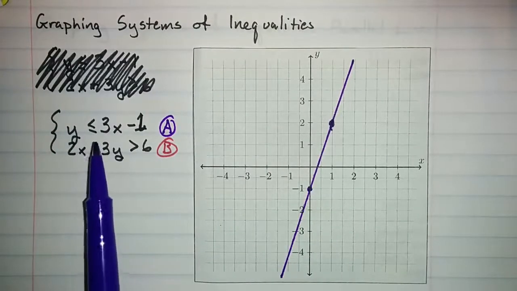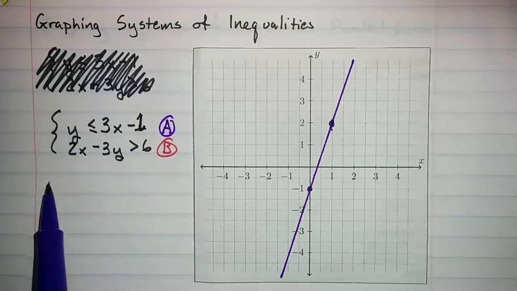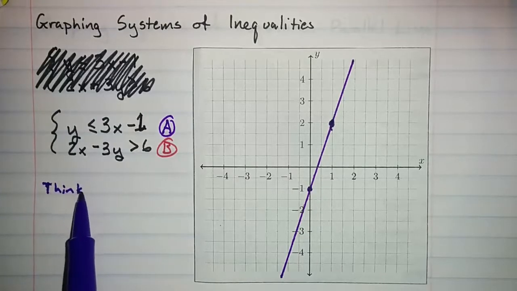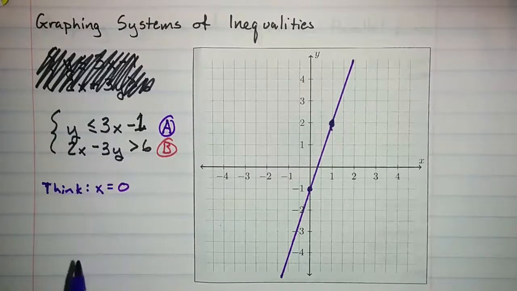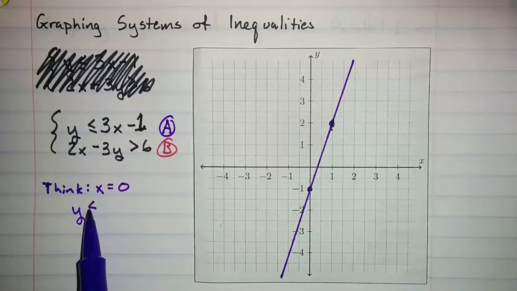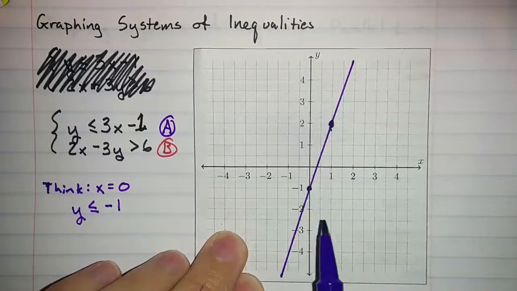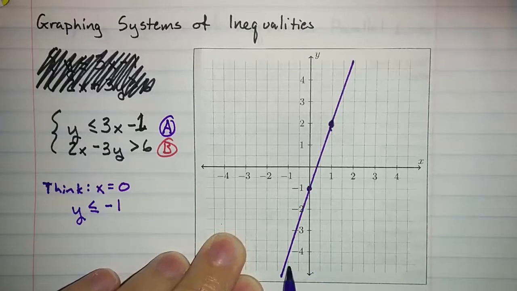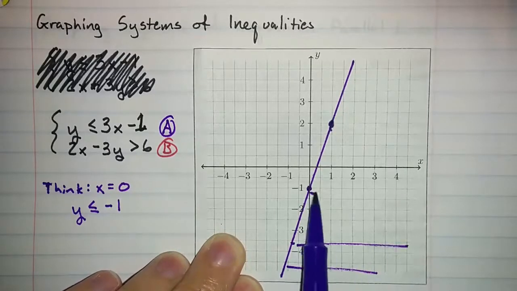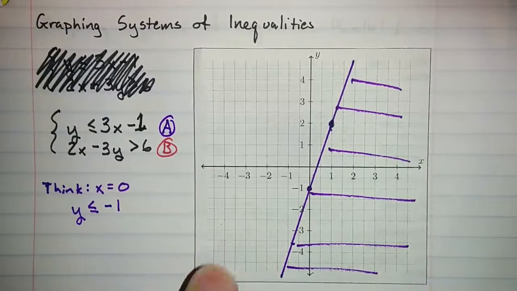And now we decide which part to shade. I'm going to decide by thinking about the y-axis. That is where x equals 0. If I plug in x equals 0, I get y is less than or equal to -1. Where on the y-axis is y less than or equal to -1? Down here, of course. So this is the part of the graph that we'll want to shade for the first inequality.